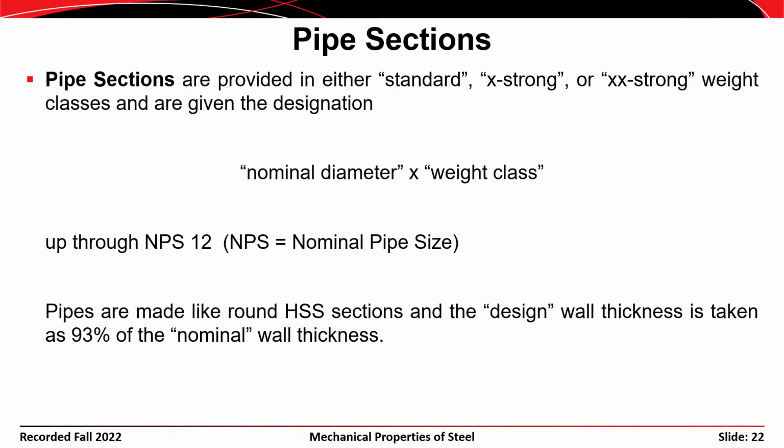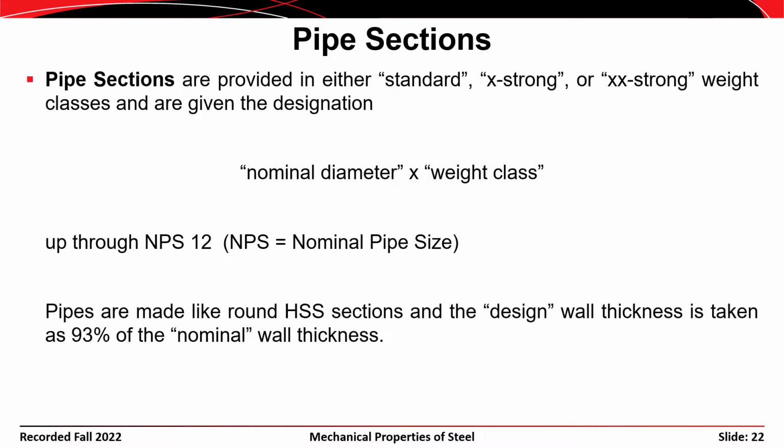Okay, pipe sections are occasionally used in structures. Pipe sections are available in three different grades: either standard, extra strong, or double extra strong. And those are basically the weight classes for the pipes. The designation for a pipe section is the nominal diameter, and then the weight class. They're available up through 12-inch diameter.